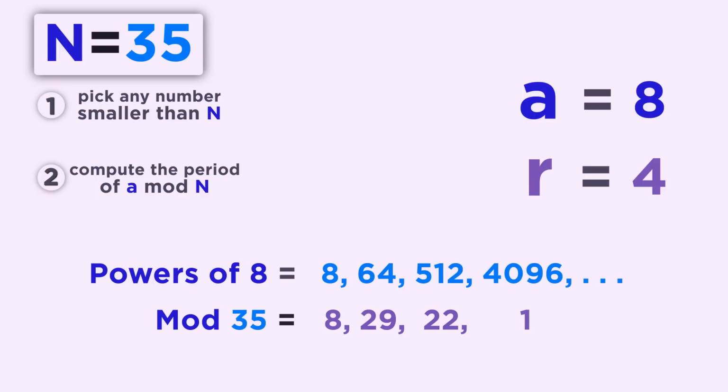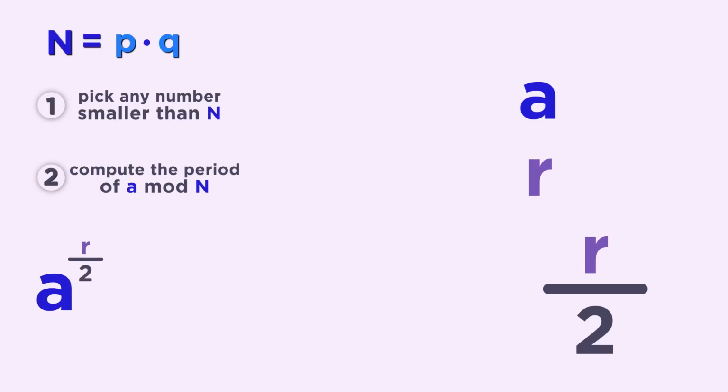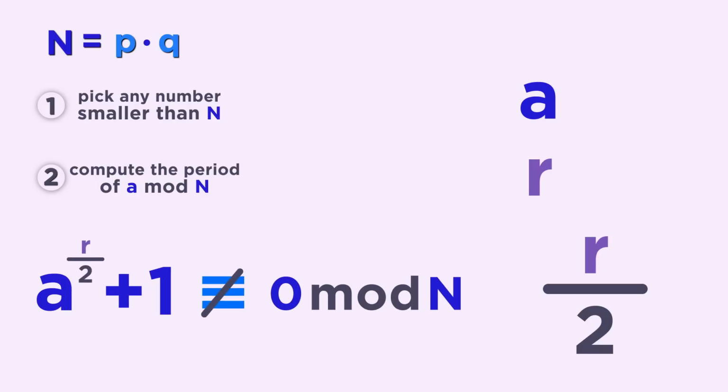To make all the arithmetic work out, we're going to need to divide r by 2. So we need to know that r is even. Later on, we'll also need to know that a to the r over 2 plus 1 is not congruent to 0 mod n. If either of these things fail, we need to pick a different a in step 1. Luckily, there's at least a 50% chance you'll pick a good value for a. So on average, you won't have to try too many times.